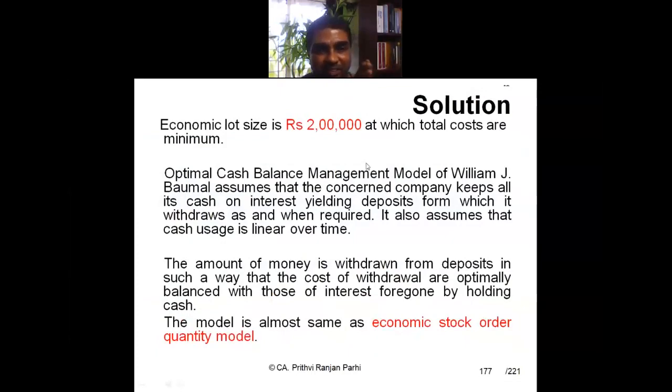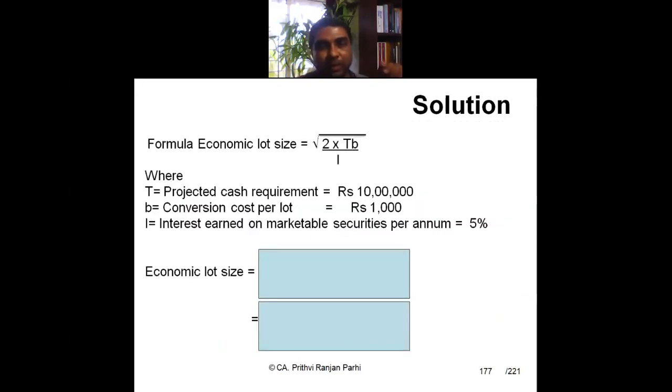And that is EOQ. With the help of our model also, we can find out the economic order quantity. And in this example, it is 2 lakh rupees. We can use this formula which has been taught to you, right? What is this formula? 2 into annual projected cash demand into conversion cost or ordering cost, divided by the carrying cost.